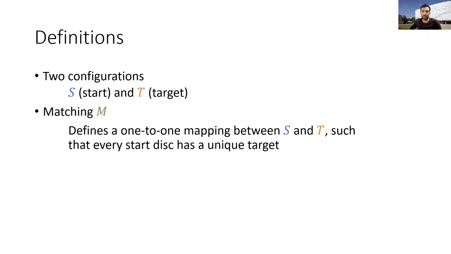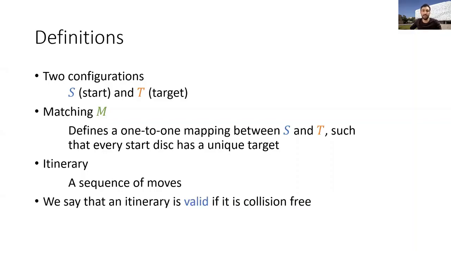In the unlabeled version, the solution should also provide that matching, so there are clearly many more possibilities for a solution in that case. A solution to the reconfiguration problem is called an itinerary, which is a sequence of moves. Basically, the itinerary determines which of the disks move when and where to. We say that an itinerary is valid if it is collision-free.